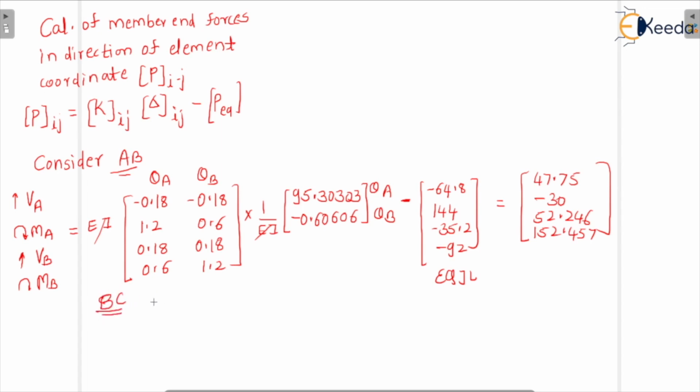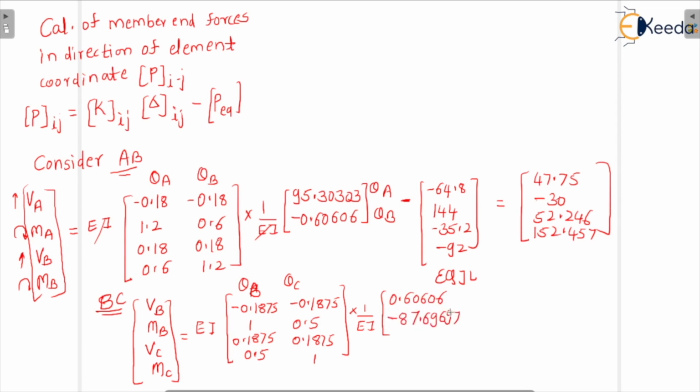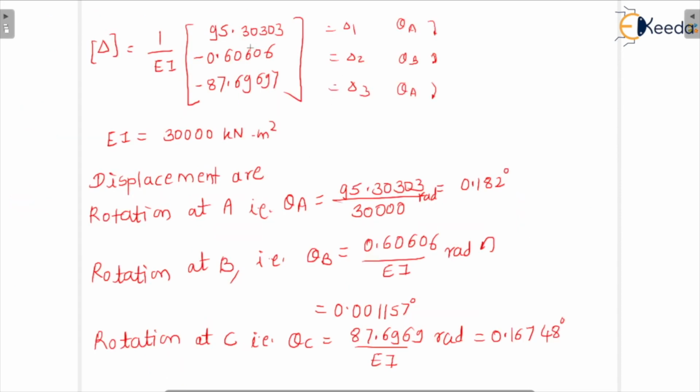For BC, again you have to write VB, MB, VC and MC. It is equal to EI into, then write down the values for theta A, theta B, theta C. So it is minus 0.1875, 1, 0.1875, 0.5, minus 0.1875, 0.5, 0.1875, 1, into 1 by EI, 0.60606 minus 87.69697. Okay, so we already have these values, we are simply writing them.